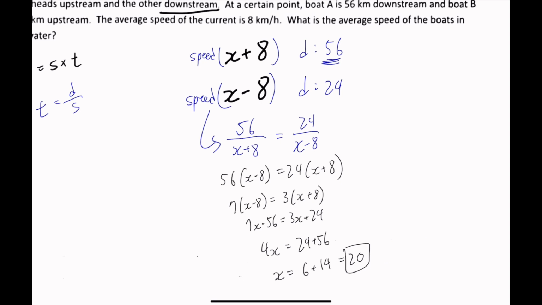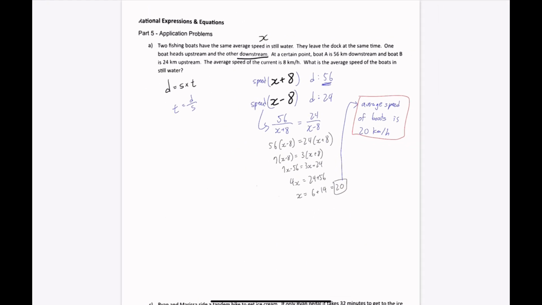So the average speed of the boat, right? So average speed of boats, sorry, my handwriting is very, very bad, is going to be 20 kilometers per hour. And that is our answer.